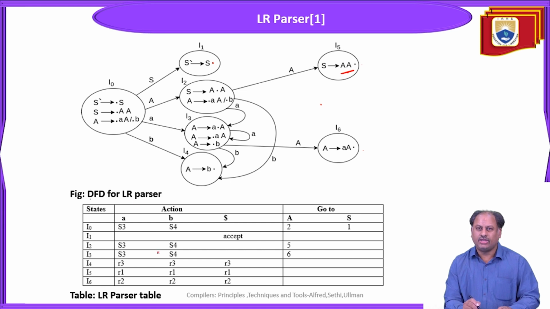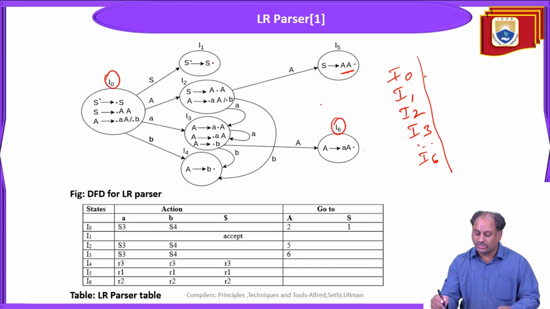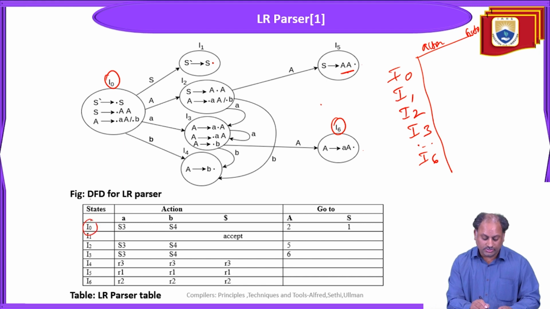We have to construct the table, where the table contains the states available in the above diagram: I0, I1, I2, I3, up to I6 as the last state, with I0 the start state. We write all the states across the rows, and the symbols across the columns. We have to perform either an action or a goto. Here the state name is I0, and the input supplied is small a. I0 with small a reaches shift S3, and I0 with small b reaches I4, that is shift 4.